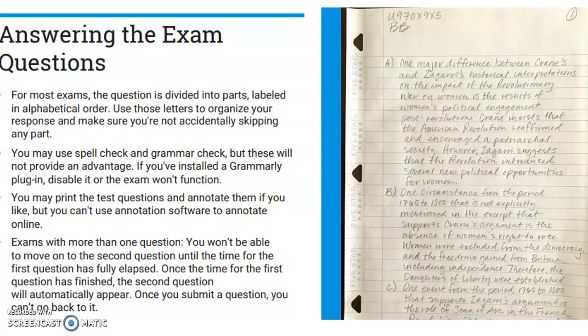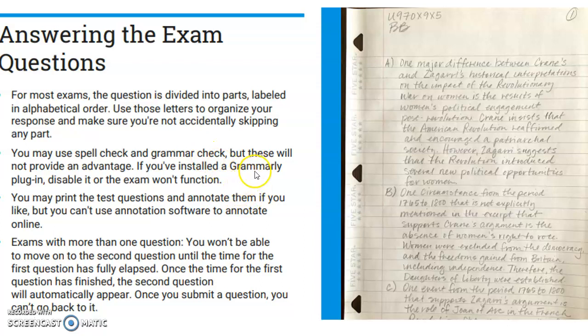All right, answering the exam questions. For most exams, the questions are divided into parts labeled in alphabetical order. Use those letters to organize your response and make sure that you're not accidentally skipping any part. So as you can see in this example, this person's ID is up here. They have their ID, they have their initials, they have what page number it is, and then they have this, okay? Now, when you are typing, you still need all of this information. You just don't need the page number, okay? So you still need to put A, okay?